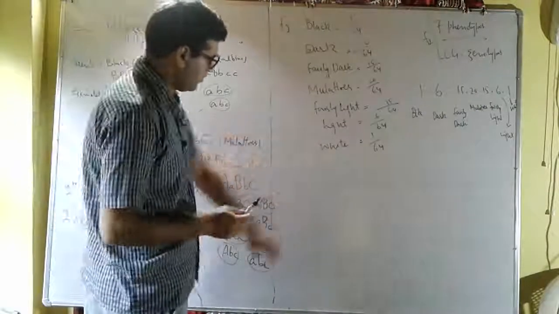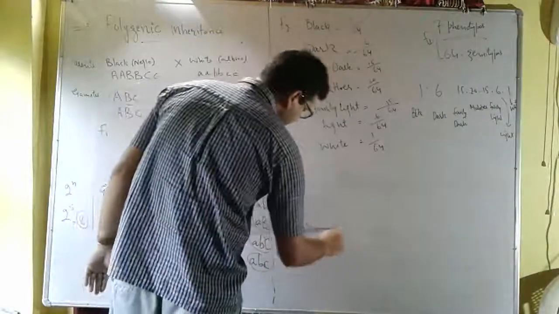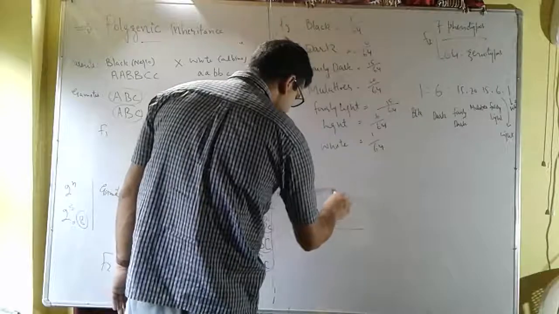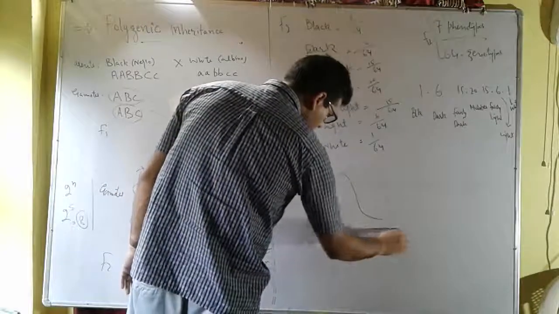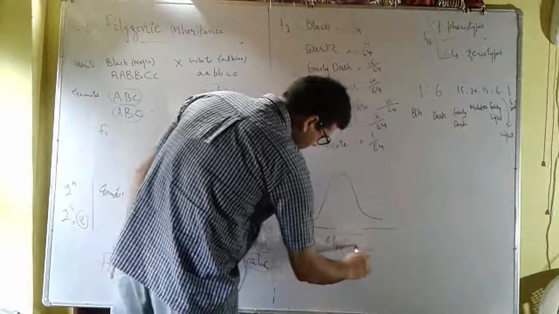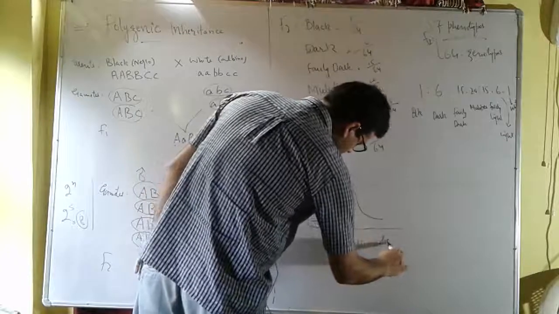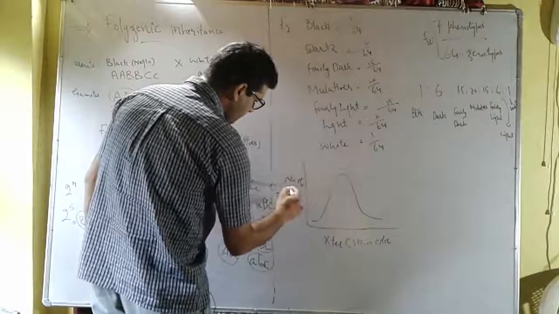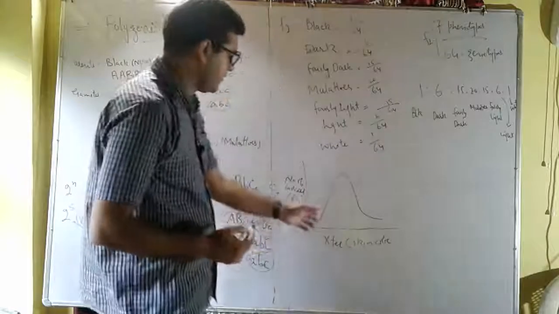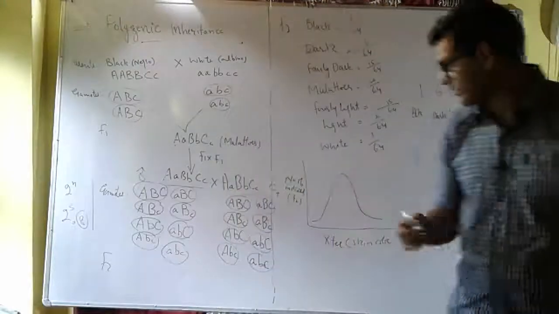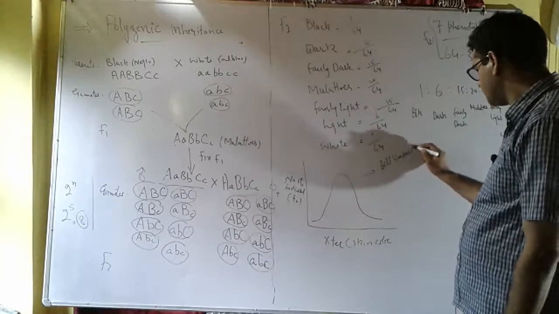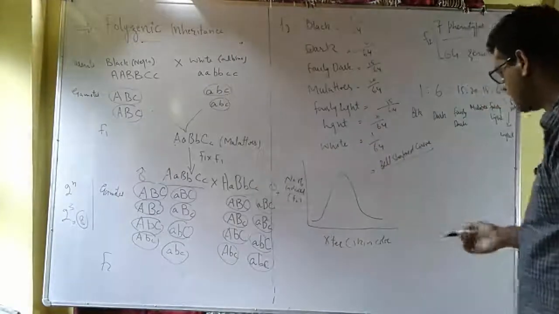If we make a graph, we'll find that it is a bell-shaped curve. In case of polygenic inheritance, it would be like this. This is the character, for example skin color, and this is the number of individuals in F2. This is the bell-shaped curve in case of polygenic inheritance.